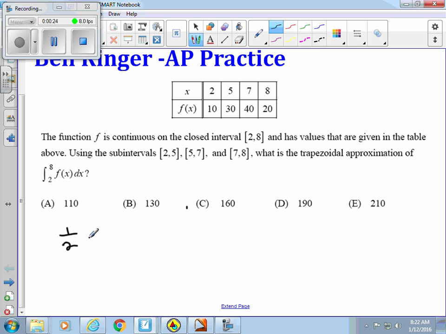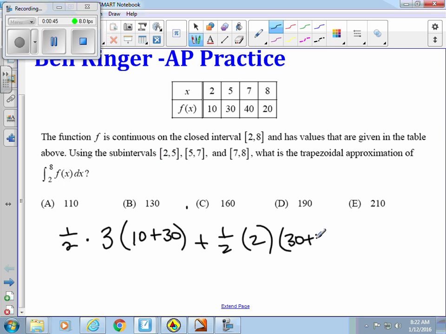So 1/2, the width of the first one is 3. Does everyone know where I got the 3? Yep, 2 to 5, and then 10 plus 30, plus 1/2 times 2, 30 plus 40, plus 1/2 times 1, times 40 plus 20. I'm running out of room, so I'm just gonna put the 60.